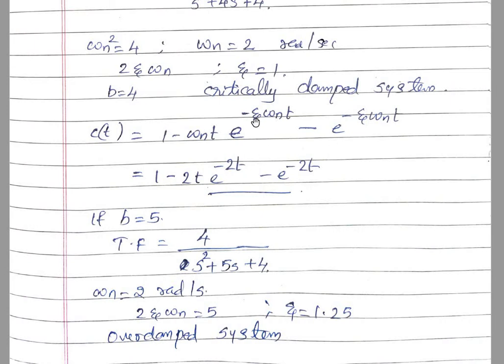So, substitute the values of zeta and omega n here. We know the value of zeta is 1, and we have found omega n is equal to 2. Substituting those values, the expression for the output response of the second order critically damped system given in the question is 1 minus 2t e raised to minus 2t minus e raised to minus 2t.